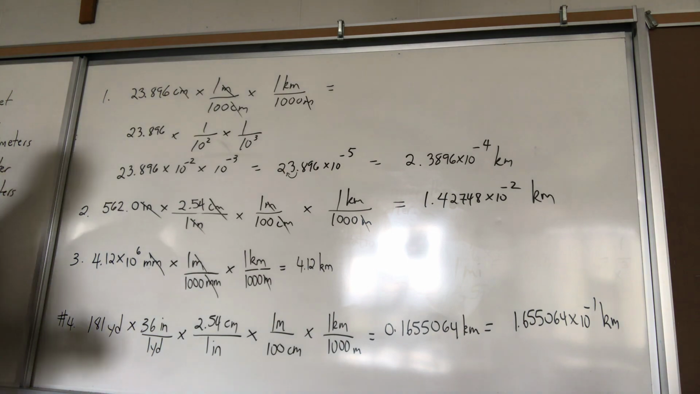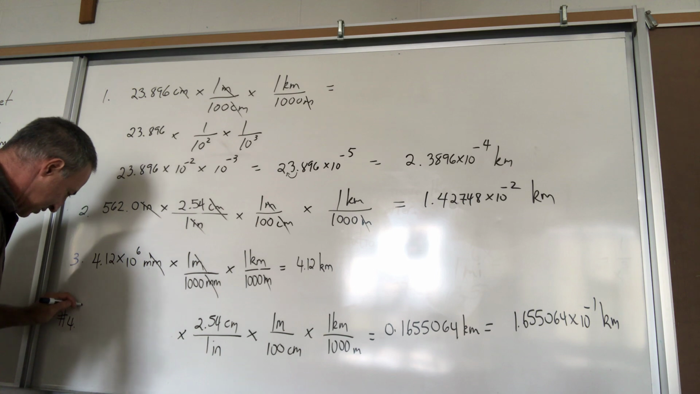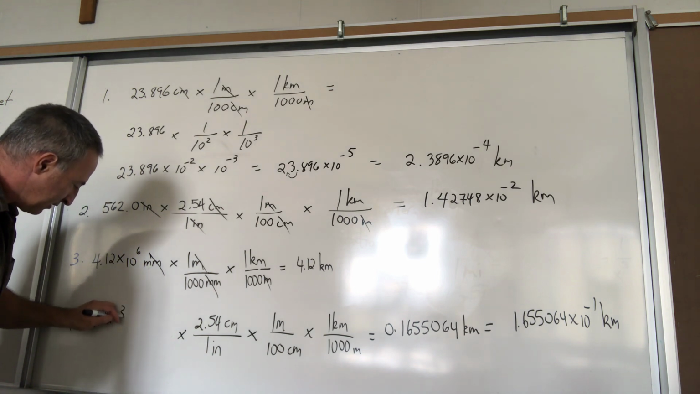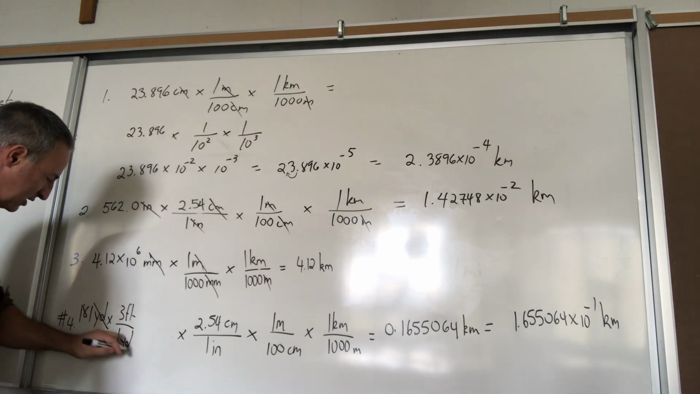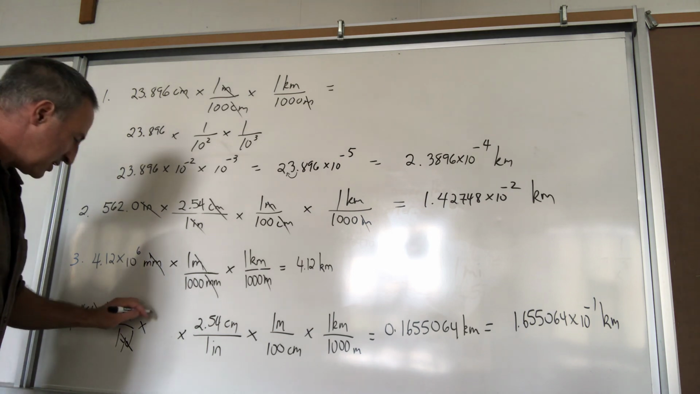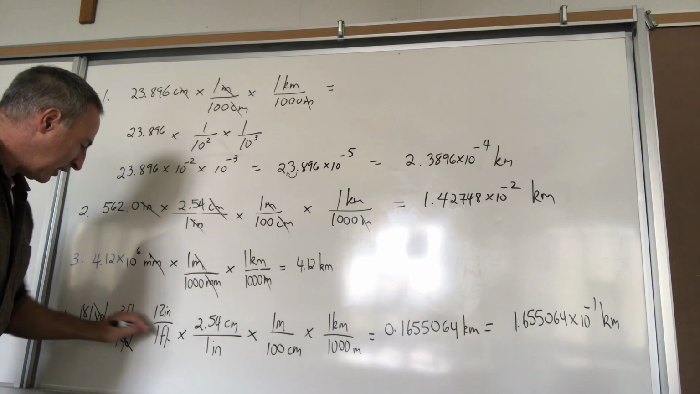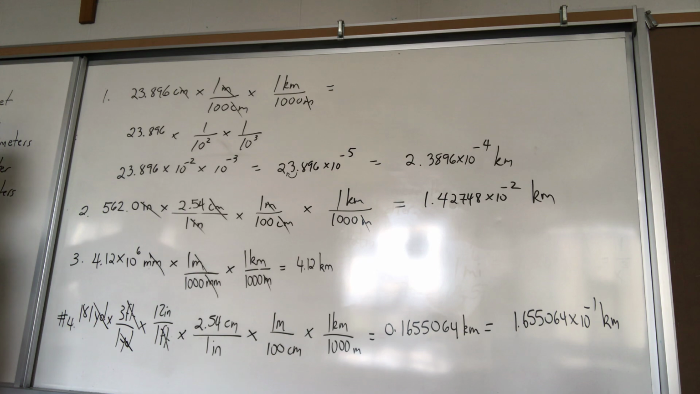So this part here, I would have to redo to do it correctly. So I'd say 181 yards times 3 feet per 1 yard. That helps you get rid of yards. And then to get rid of feet, you would say 12 inches per 1 foot. That will allow you to cancel feet. And I have given you those conversion factors on the side here.